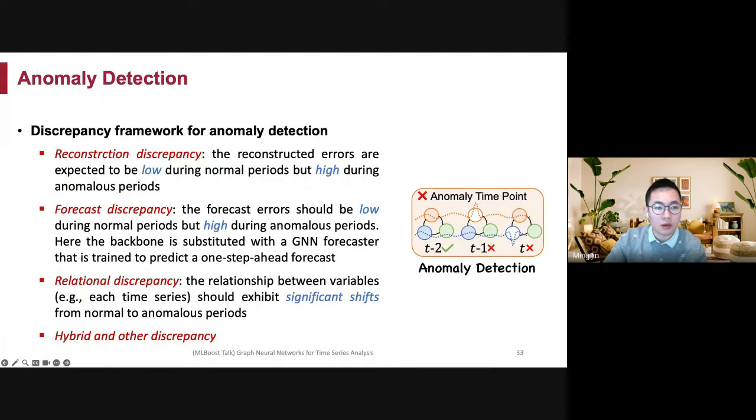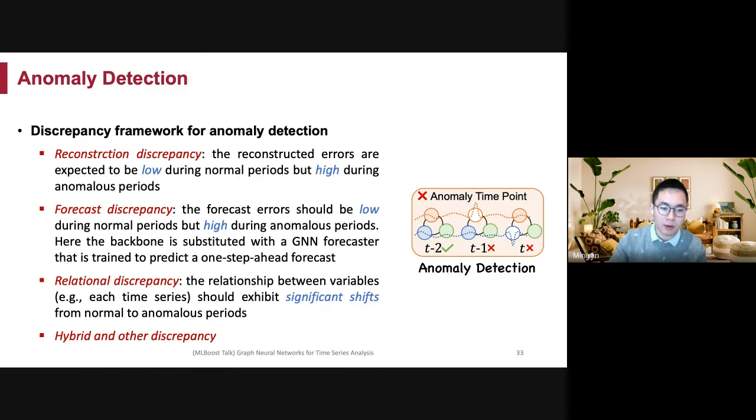Okay, and for anomaly detection, as mentioned earlier, we consider different discrepancies like reconstruction, forecast, or relational. No matter which we use, the key idea is to find the difference between the patterns in normal and abnormal periods. For reconstruction, we expect that the reconstruction errors are low during normal periods but high during abnormal periods. And for the forecast, similarly. And for the relational discrepancies, our assumption is that the relationship between variables, or the graph structure, which we call the relation, should have a significant difference during the abnormal period.